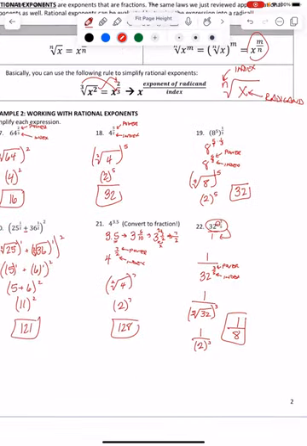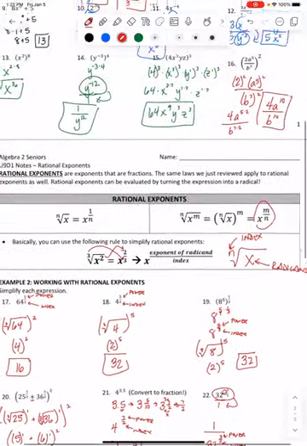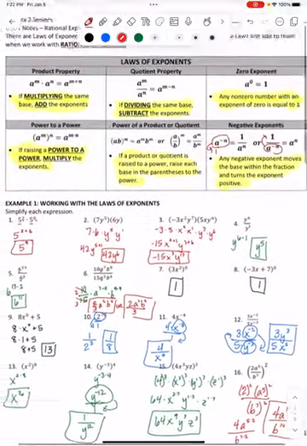So that's exponents, rational exponents, all that stuff. Make sure to try out your homework, practice this stuff, and let us know if you have any questions.